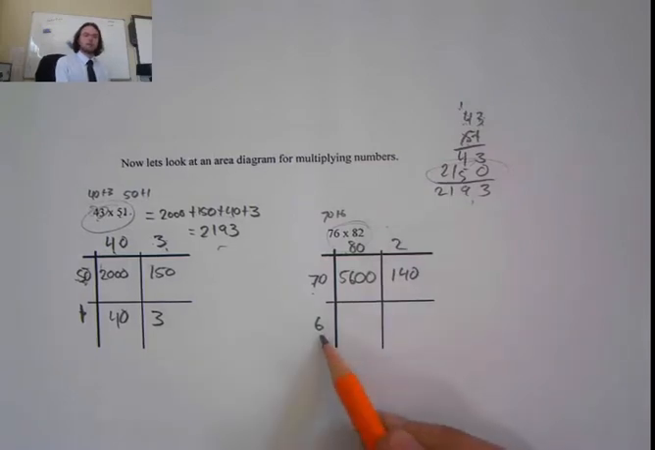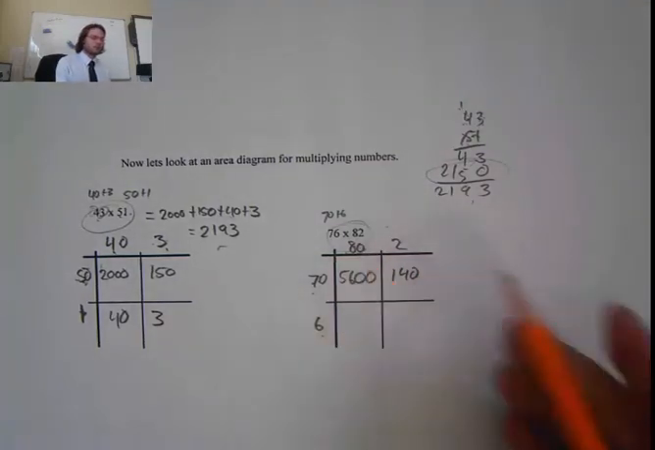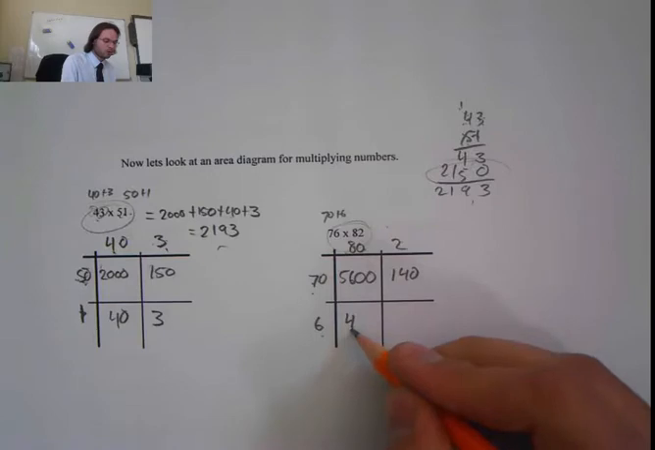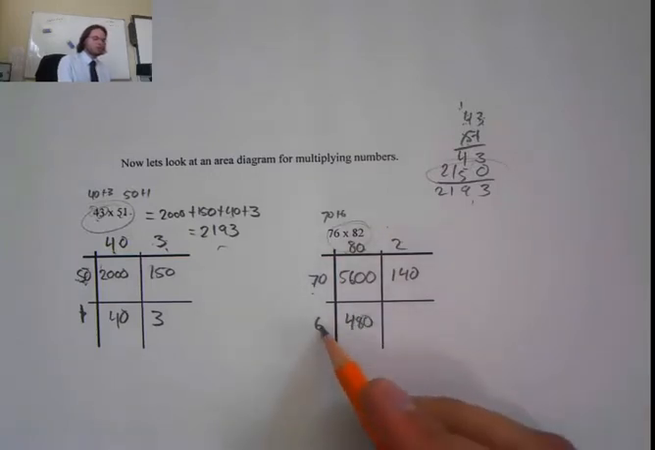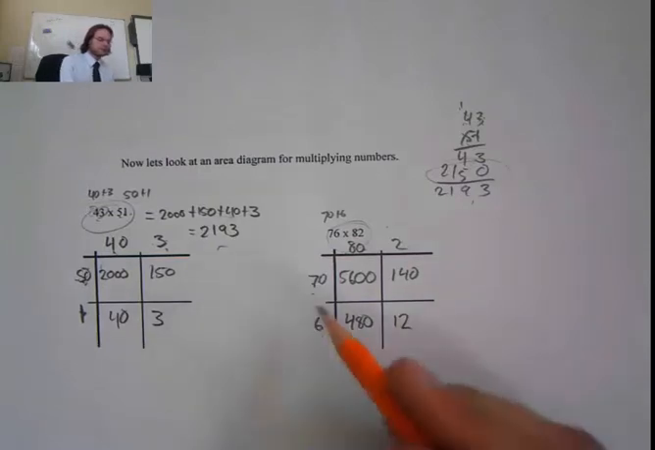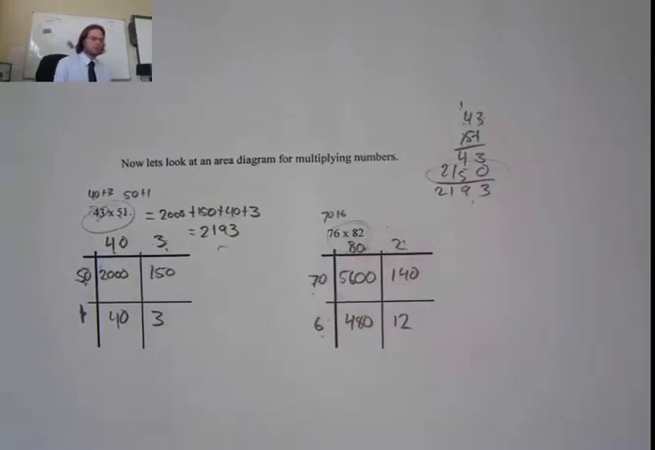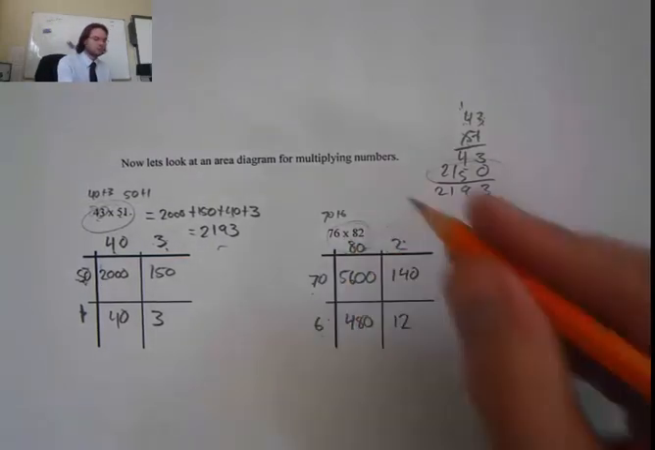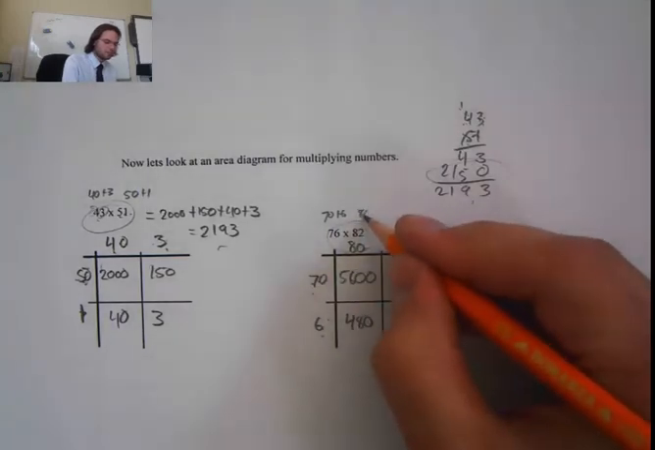Now I'm going to end up going 60, or 6 multiplied by 80, which will give me 480. Then I'm going to go 6 multiplied by 2, which is going to give me 12. Okay? So I did 6 multiplied by both, and 70 multiplied by both. So it's the 2 digits. This is 80 plus 2.